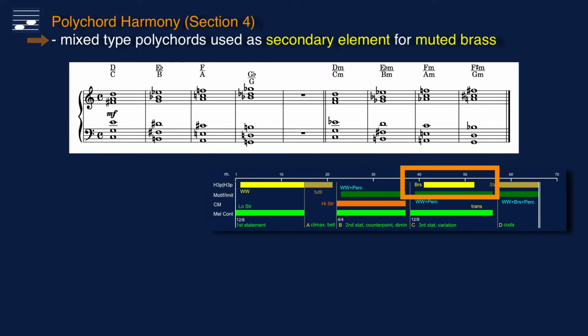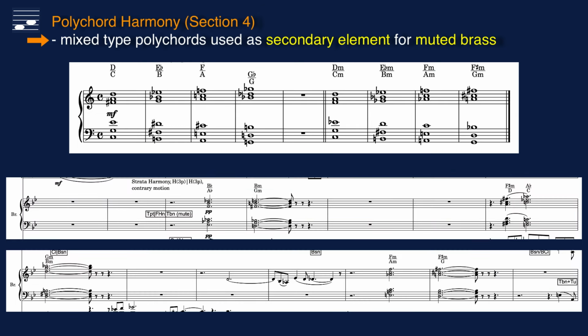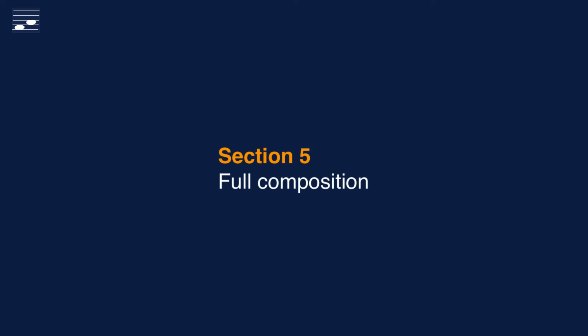The same technique is used in section 4. The main element is the lower strings melody. Polychord harmony with opening contrary motion is set as a secondary element above the strings. Muted brass play 4 phrases with mixed type polychords. You'll hear that effect in a minute. Both elements are implemented in the full composition.